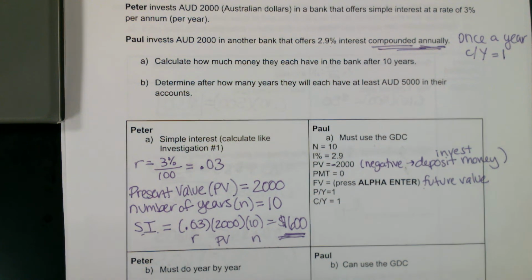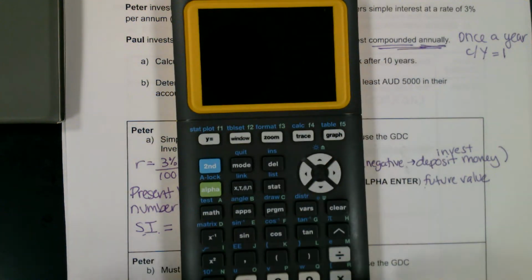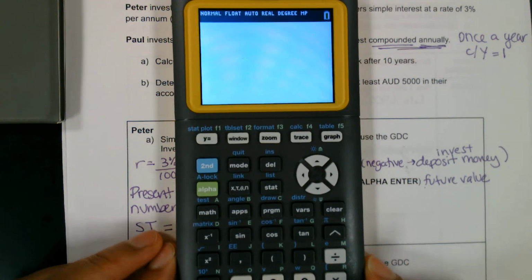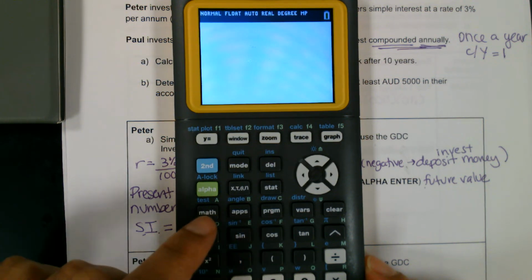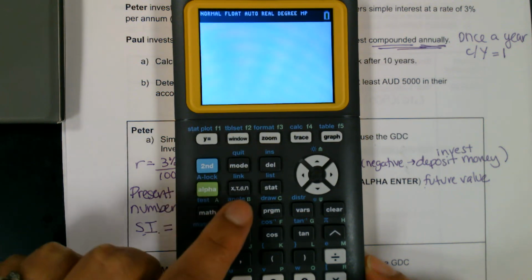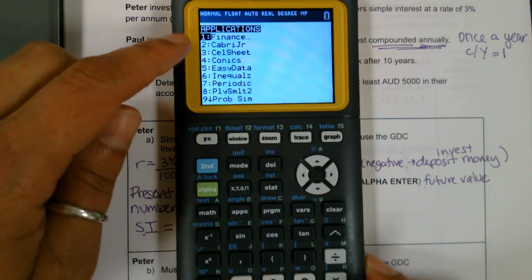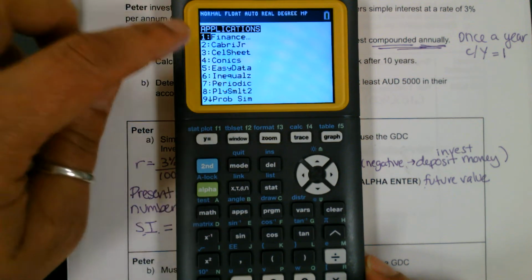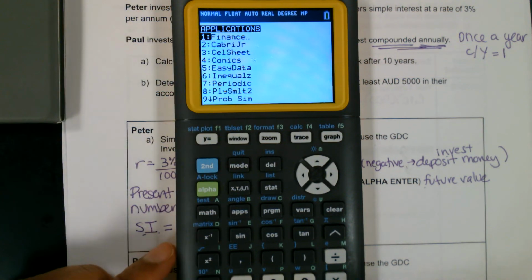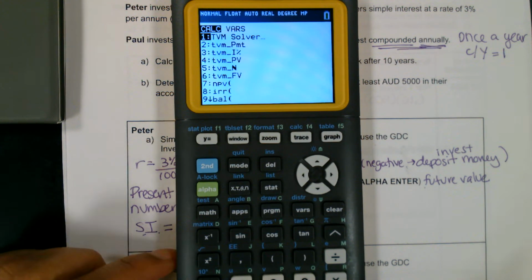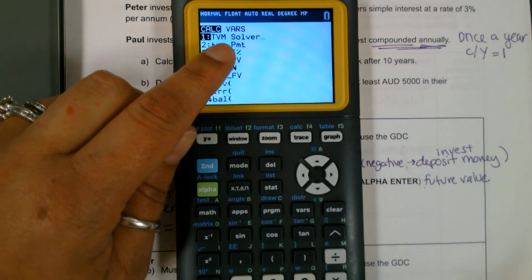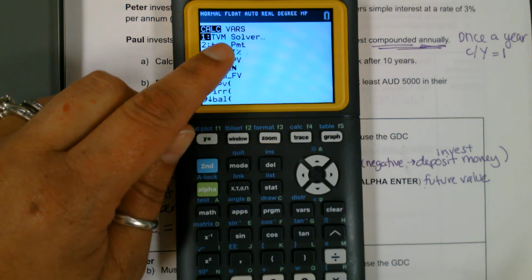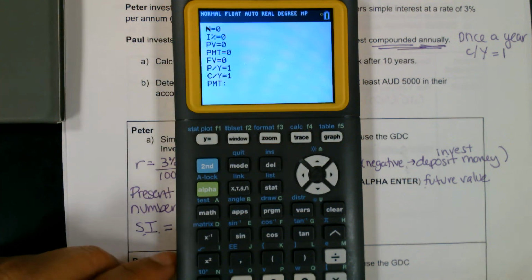Okay, so in your calculator, you're going to grab your calculator, you're going to turn it on. There's this button called Apps, APPS. It's right next to Math, Apps. When you press Apps, you're going to get to this menu. We want the finance, so we can simply either press the number 1 or enter, it doesn't matter. Now we need to calculate. We need this TVM solver. So again, press 1 or press enter.